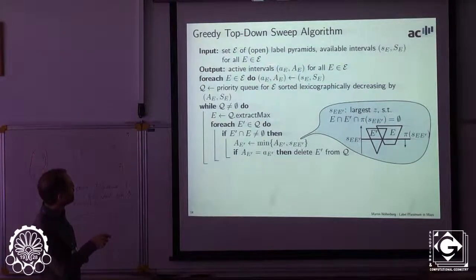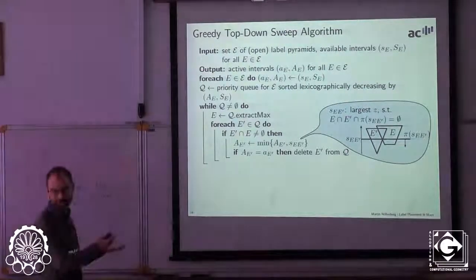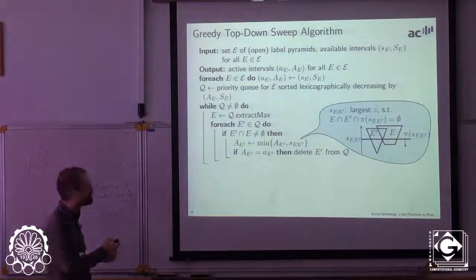So our input is a set of open label pyramids. For each of them we know their available ranges. And what we want to compute is active ranges for all of those possible labels. So initially we say that every label is active the entire available range. Of course this will have conflicts, so we need to adapt this.